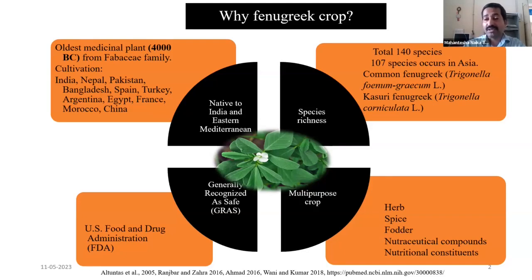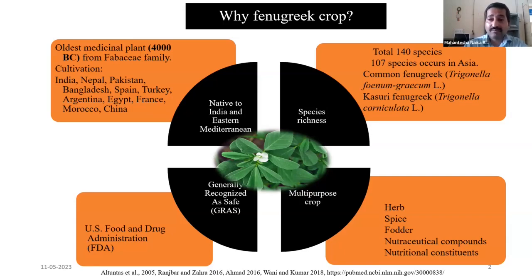When it comes to India, we are mainly growing two species. One is common methi, generally known as Trigonella foenum-graecum, and another one is Kasuri methi, that is Trigonella corniculata. So these are the two species we are commonly cultivating in India.